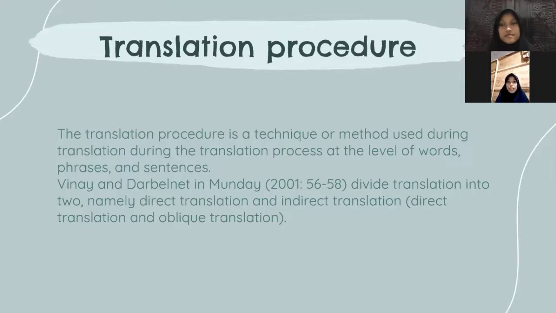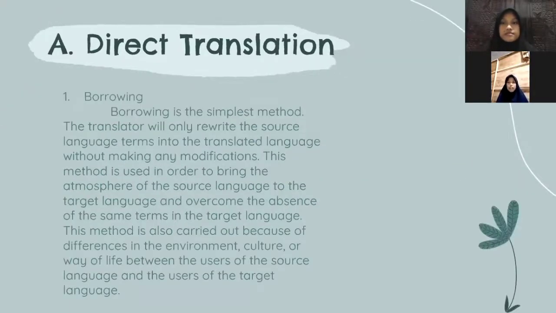Translation procedure is a technique or method used during the translation process at the level of words, phrases, and sentences. Vinay and Darbelnet, in Munday, 2001, pages 56 to 58, divide translation into two, namely direct translation and indirect translation, or oblique translation. In direct translation, there are three. The first is borrowing.